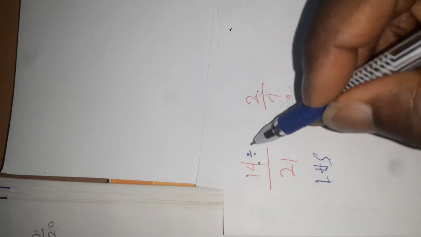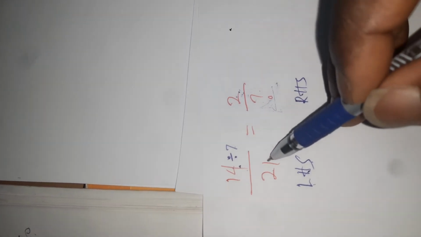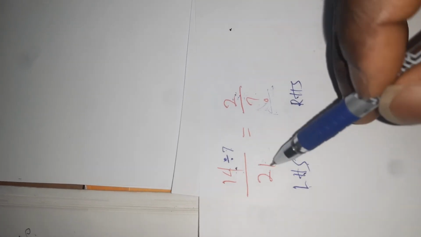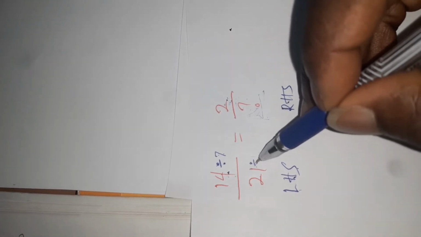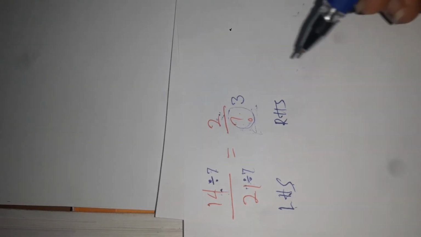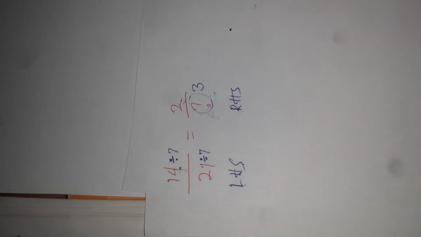So if you divide 14 by 7, you have 2. Now the same number you use here, you are going to use it for the denominator. So it means you divide this 21 by 7. So if you divide 21 by 7, you have what? So here will be what? 3. I will explain again. Now let me take another example.